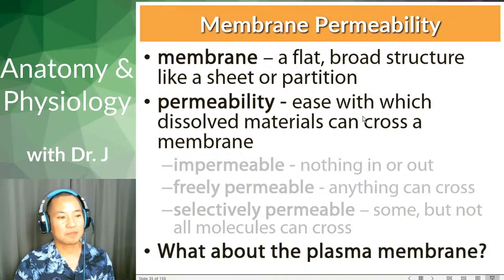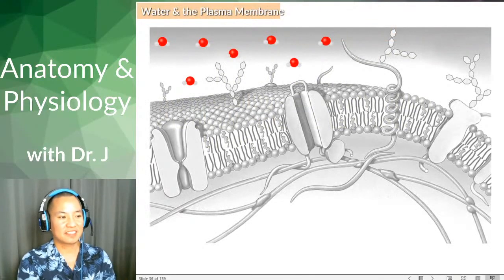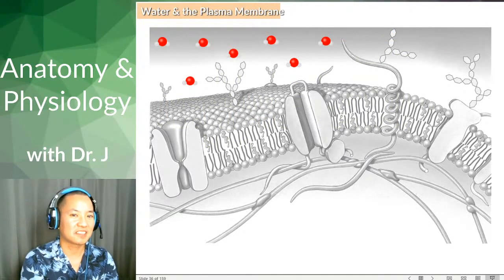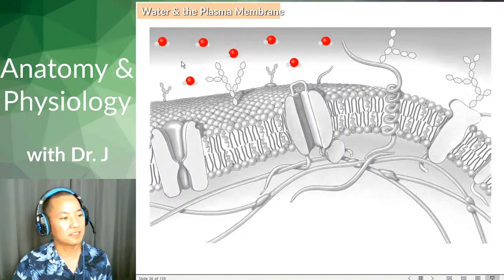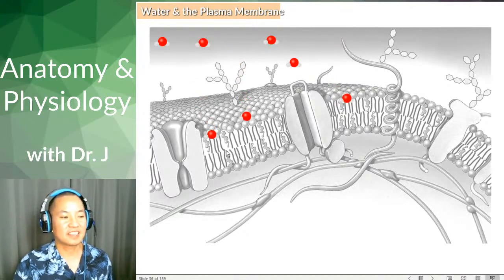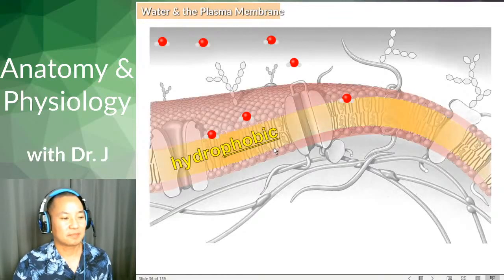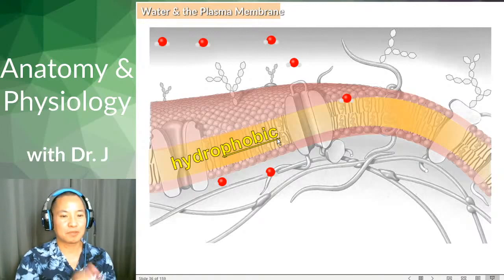But what about the plasma membrane? Is it impermeable, freely permeable, or selectively permeable? Well, let's investigate. Here we have a bunch of water molecules again. The inside of your cells and the outside of your cells is also water-based. So we have all these water molecules right here. Technically, water molecules have a hard time getting through this hydrophobic core, but they are small enough that they can squeeze between the phospholipids and end up on the other side. And this happens both ways.